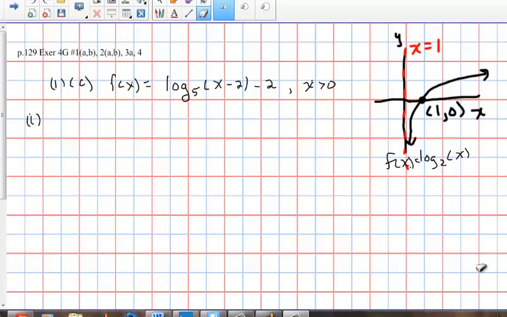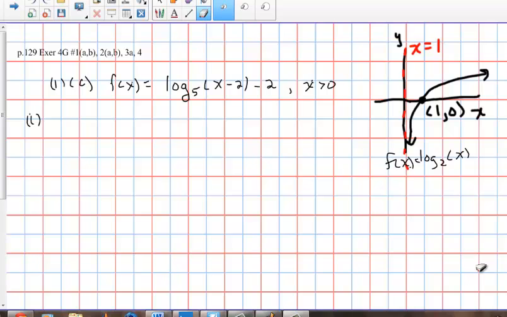Hi everyone, we're going to be talking about graphs of logarithmic functions. So we are on page 129, exercise 4G, and since you'll be asked to do number 1 and B, let's go ahead and do 1C together.